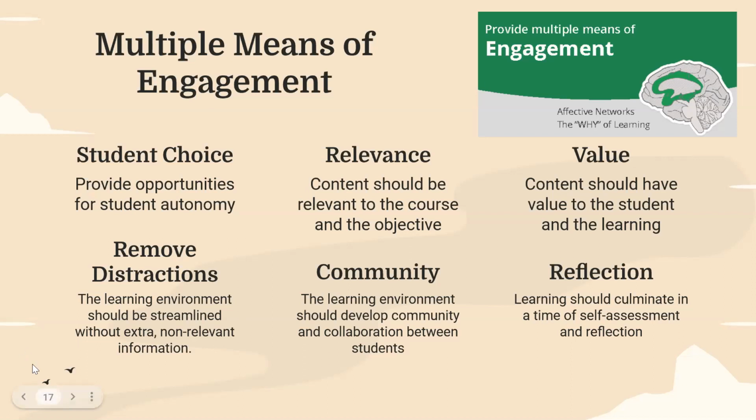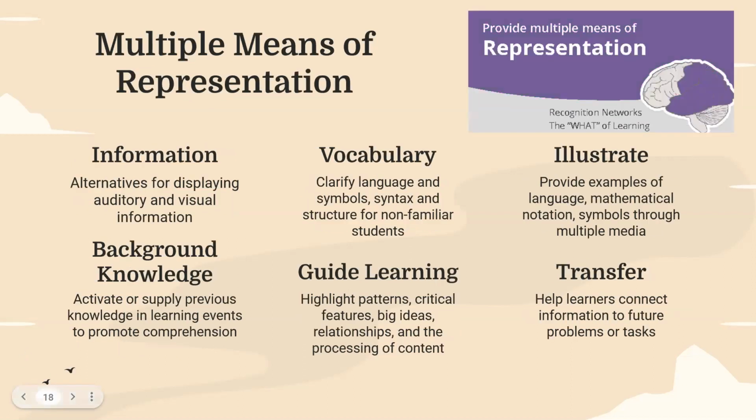So multiple means of representation is the next one. And so this is talking about information, alternatives for displaying auditory and visual information. So we're talking here alt text and captions. And thinking about alt text, it cannot just be the name of the file. You want to be very descriptive when you're giving alt text information.